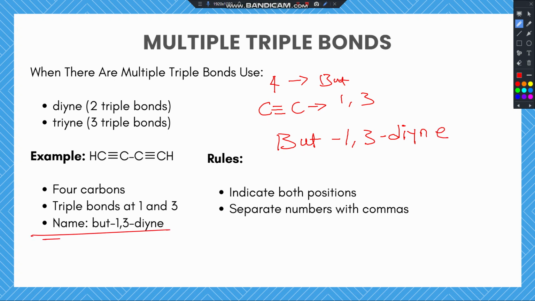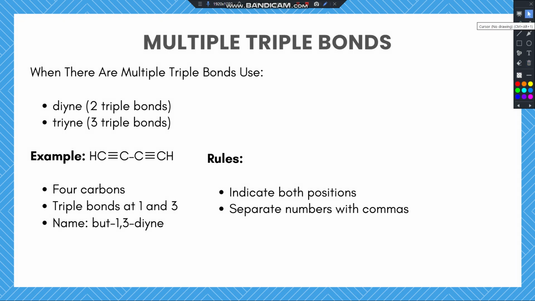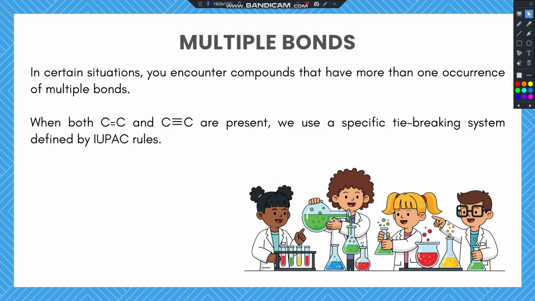You can see it over here, but 1,3-diyne. So the rules are, you want to indicate the positions of the triple bonds and you want to separate the numbers using a comma. I trust you're getting value for what's going on.